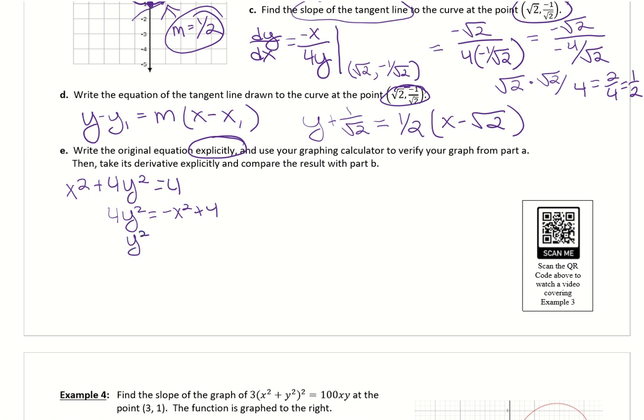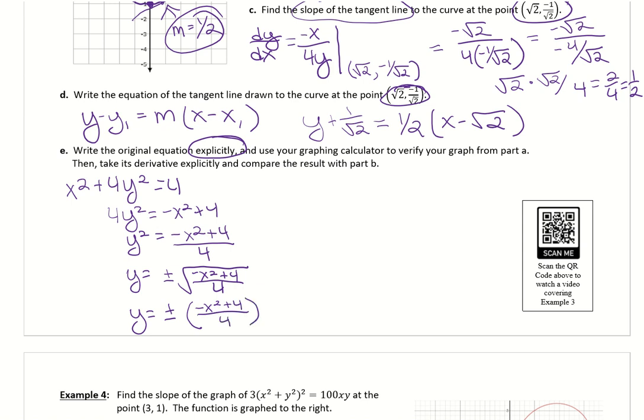Divide both sides by 4. y squared equals negative x squared plus 4 all over 4. And then we're going to take the square root of both sides. So y equals plus or minus the square root of negative x squared plus 4 all over 4. And to make our lives easier for when we differentiate, we can write this using a rational exponent instead of a radical. So negative x squared plus 4 all over 4 to the 1/2 power. So part A says verify your graph from part A. If you put this in the calculator, it will match the graph that we got in part A.